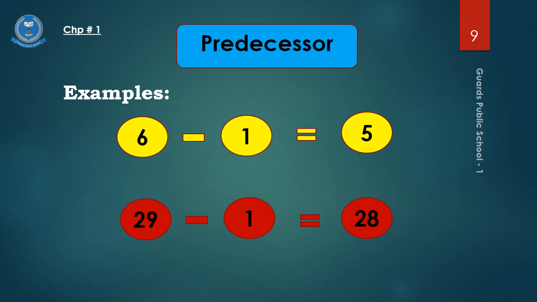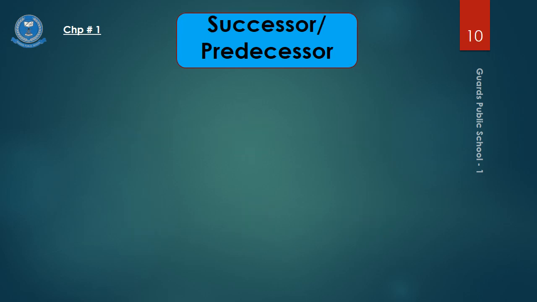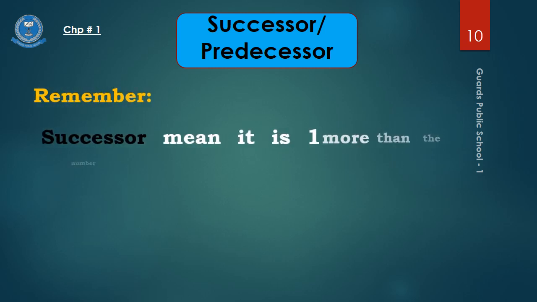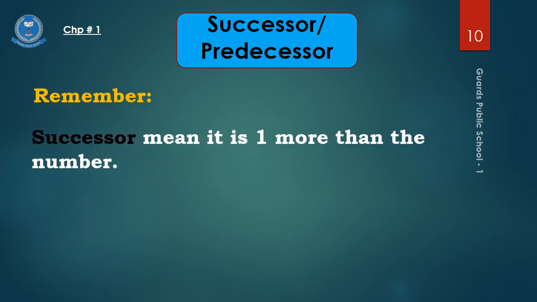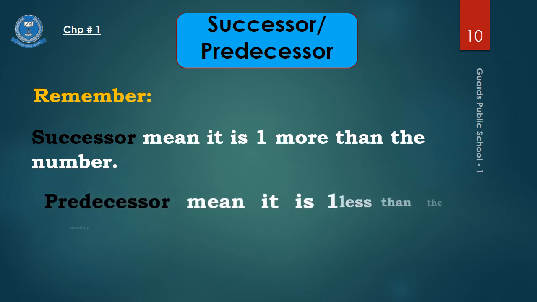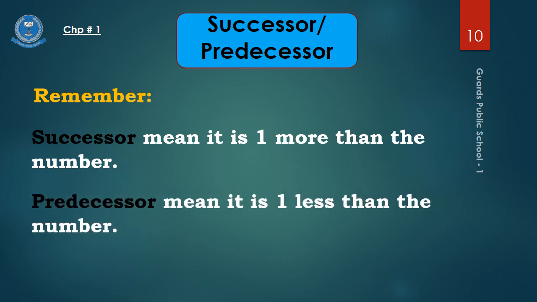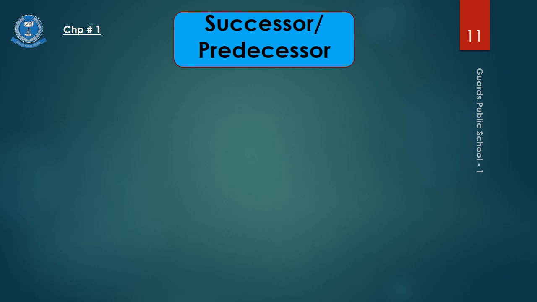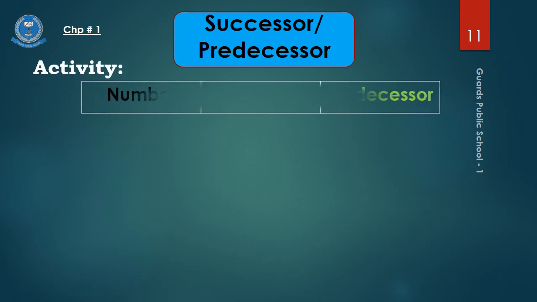In this way, we can find the successor and predecessor of any number. Remember, successor means it is one more than the number. Predecessor means it is one less than the number. Let's do an activity with me. In this activity, you have to find out the successor and predecessor of the given number. Let's see what number we have.